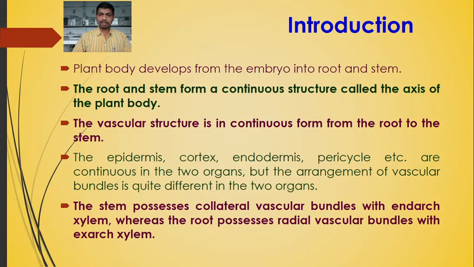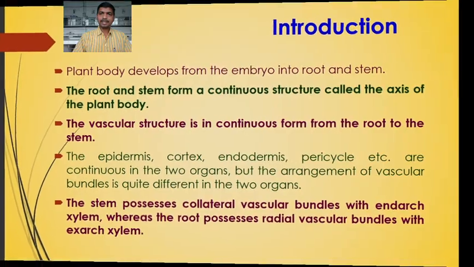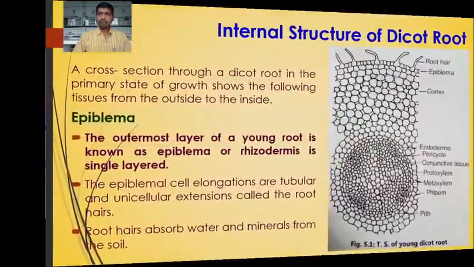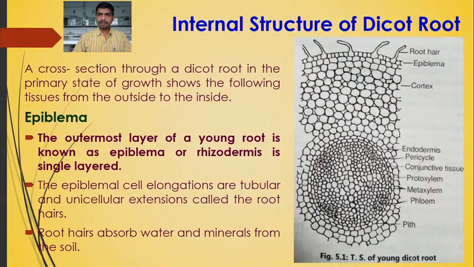In the stem, vascular bundles are collateral with endarched xylem, whereas the root possesses radial vascular bundles with exarched xylem. So here, one by one, we are going to study the internal structure of the dicot root, monocot root, dicot stem, dicot leaf and monocot leaf. So in this lecture we are going to study the internal structure of both dicot and monocot root.